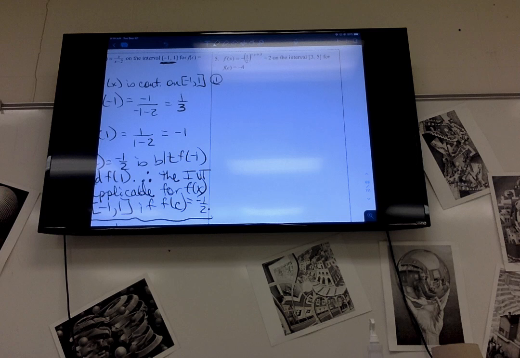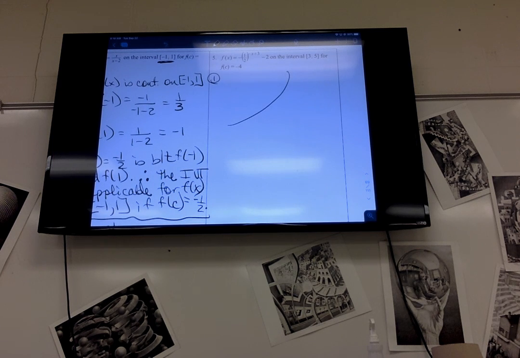Think about graphing that. We graphed that at the very beginning. Did it have any holes or vertical asymptotes? No, it does not. This is an exponential decay. So f of x is continuous everywhere, not just on 3 to 5.